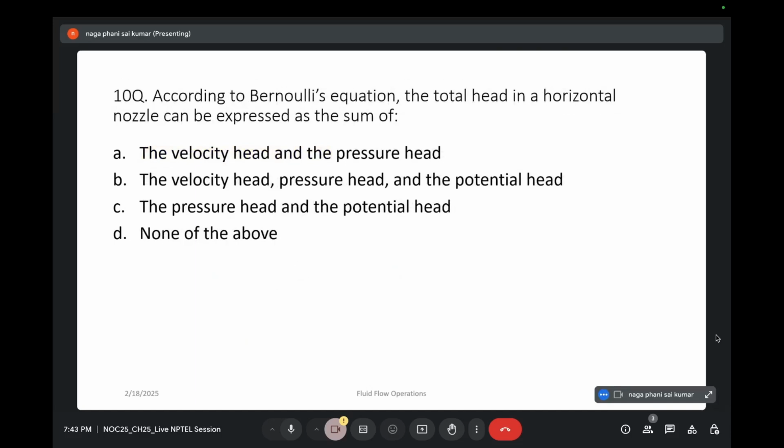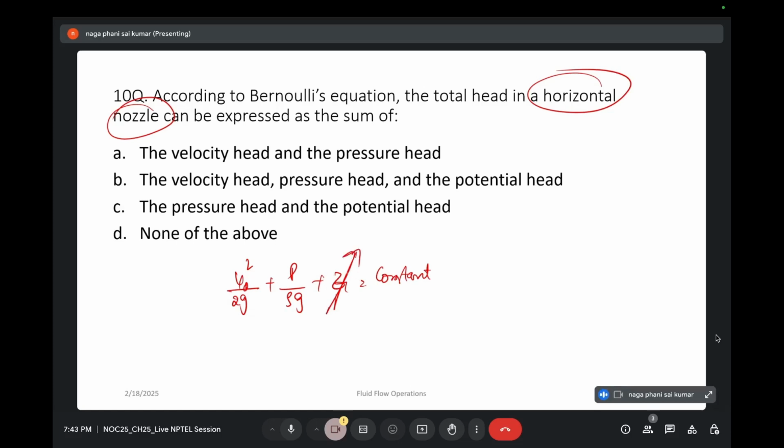So coming to 10th question, according to Bernoulli's equation, the total head in a horizontal nozzle can be expressed as a sum of the velocity head and the pressure head, velocity head, pressure head and the potential head, the pressure head and the potential head, none of the above. So total head in a horizontal nozzle. If it is a horizontal nozzle, then there will not be any potential head, right? Because V square by 2g plus P by rho g plus Z is constant, but if it is a horizontal nozzle, there will not be any change in height. So Z1 will be equal to Z2 and Z will be cancelled out. So Bernoulli's equation can be expressed in terms of velocity head and pressure head. That is option A.